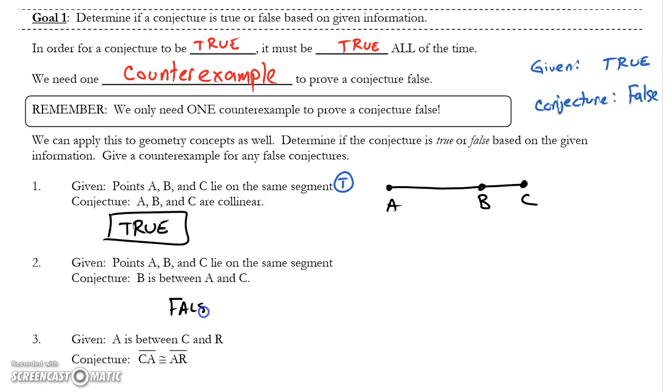This is false. Now, if I ever state that a conjecture is false, I must provide a counterexample. So my counterexample here would be this: A, B, C. Points A, B, and C lie on the same segment. That's still true. They're all on the same segment. This given doesn't say anything about order. But my conjecture, B is between A and C, is false. B is not between A and C, so the conjecture is false.